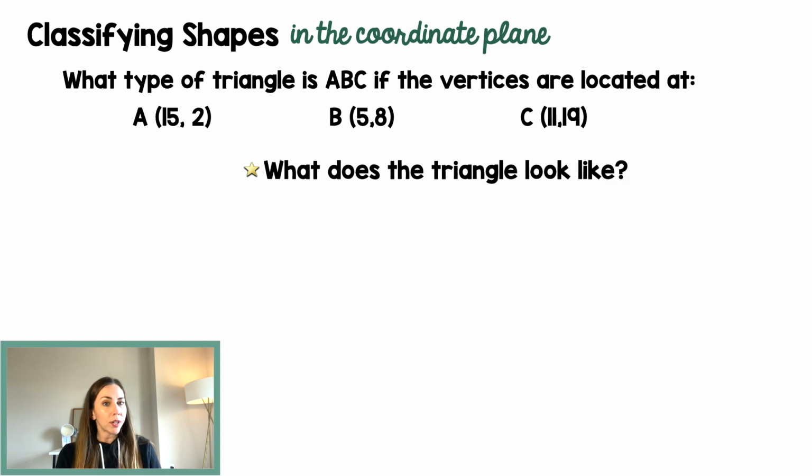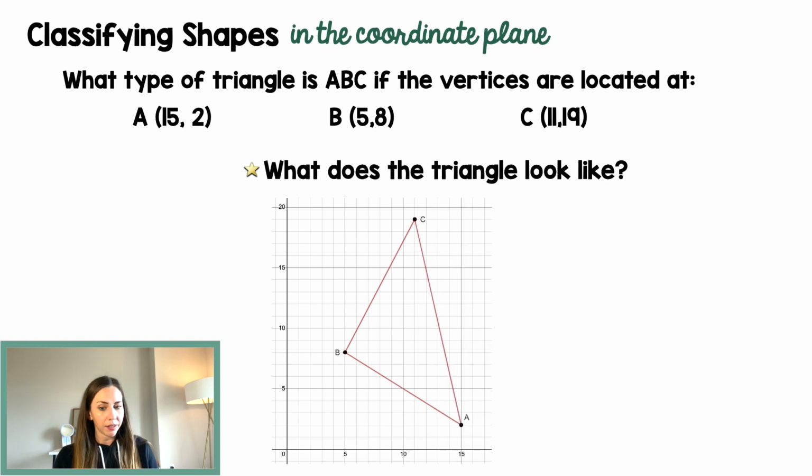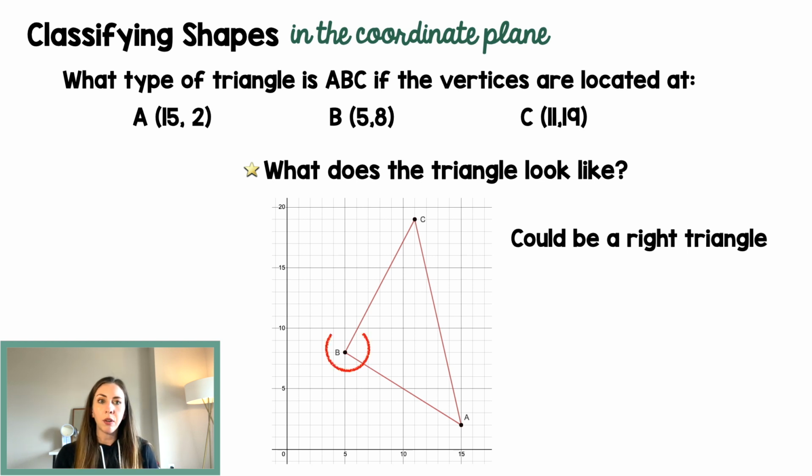The first question, what does the triangle look like? If you have graph paper, you could use that. I went online and used Desmos. It can be a little tricky to get this to work, but you have to put the line segments in. The triangle looks like this. Just based on the looks of this triangle, I think it could be a right triangle. This angle right here looks like it might be a right angle. I'm not sure though. It also looks like it could be isosceles.